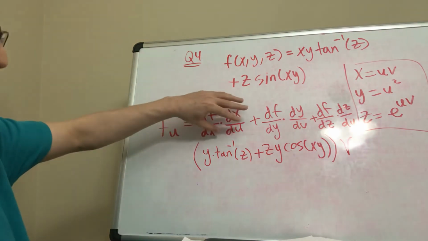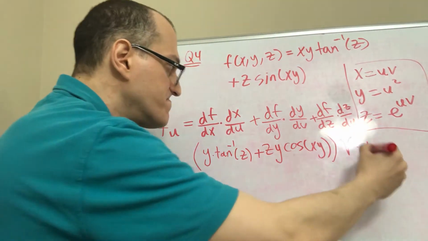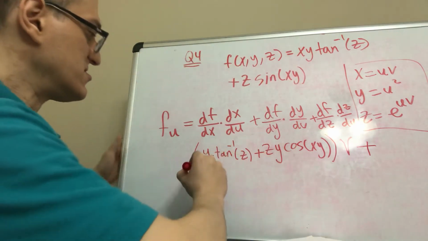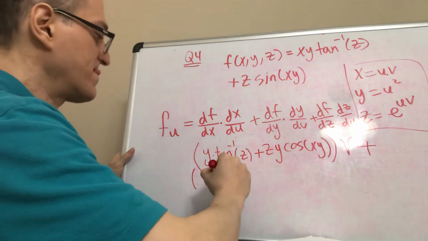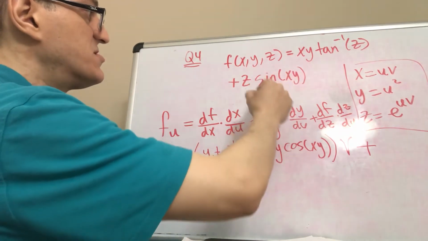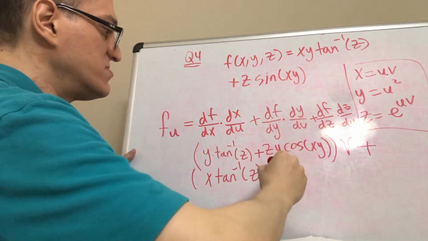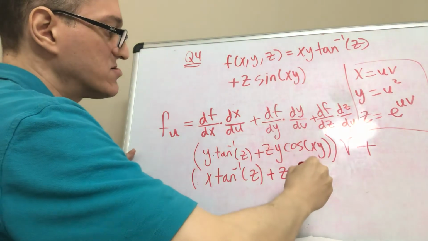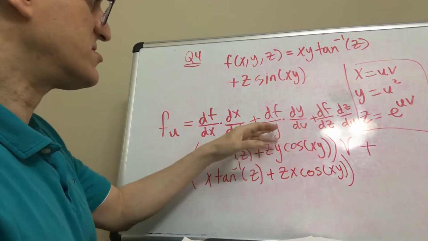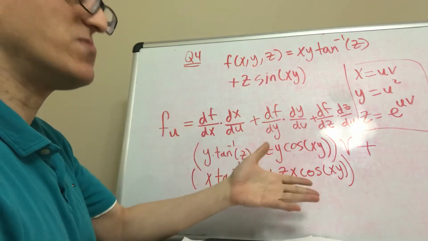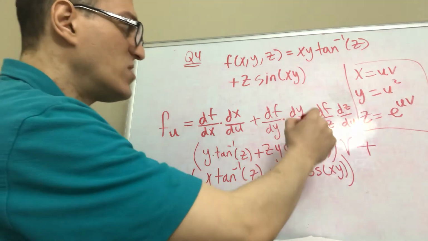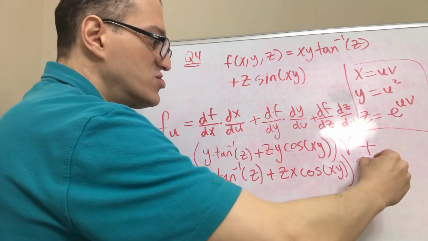And the derivative of this in terms of u would be v. That's the first one. We go to the second one. The derivative of this with respect to y, everything else is a constant, so it would be x tan inverse of z. Derivative of this with respect to y would be zx cosine xy. This is the derivative of this function in terms of y. And the derivative of y in terms of u would be 2u.